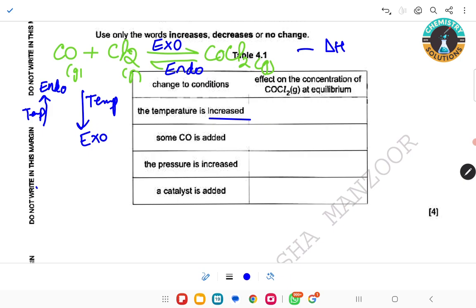So if we are increasing the temperature, for the effect on the concentration of COCl2, the reaction will move in the backward direction, so the concentration of COCl2 will decrease.